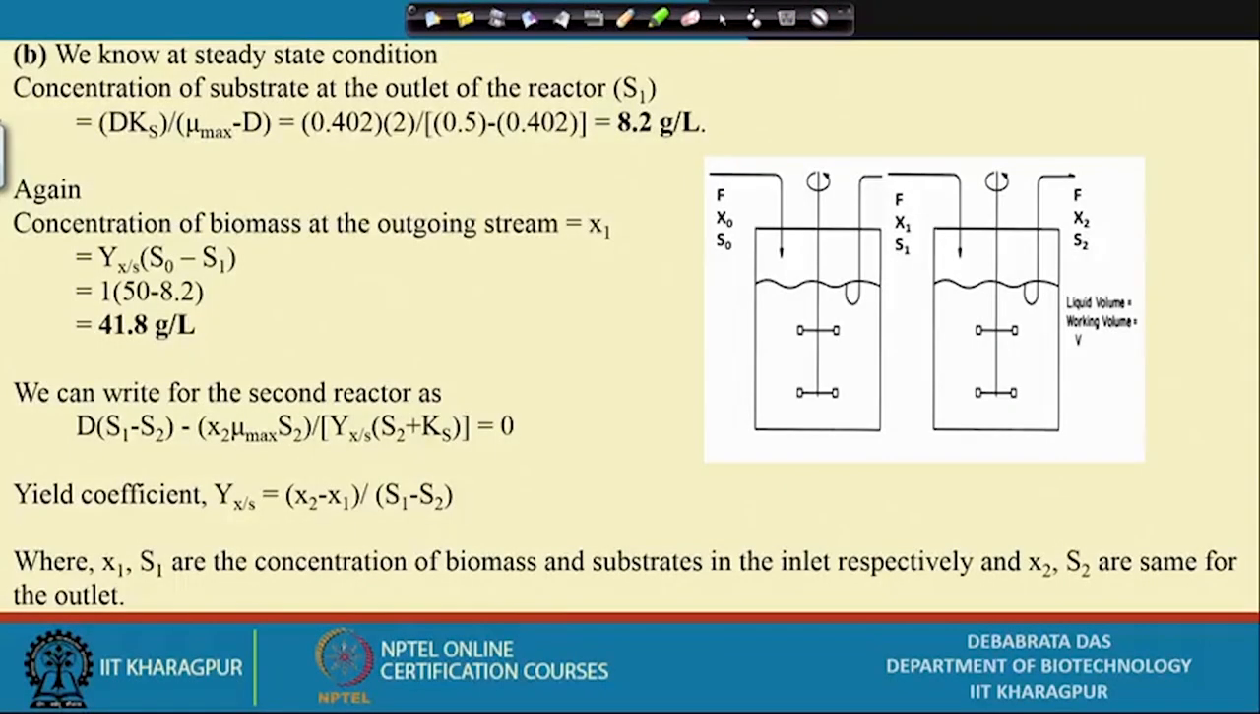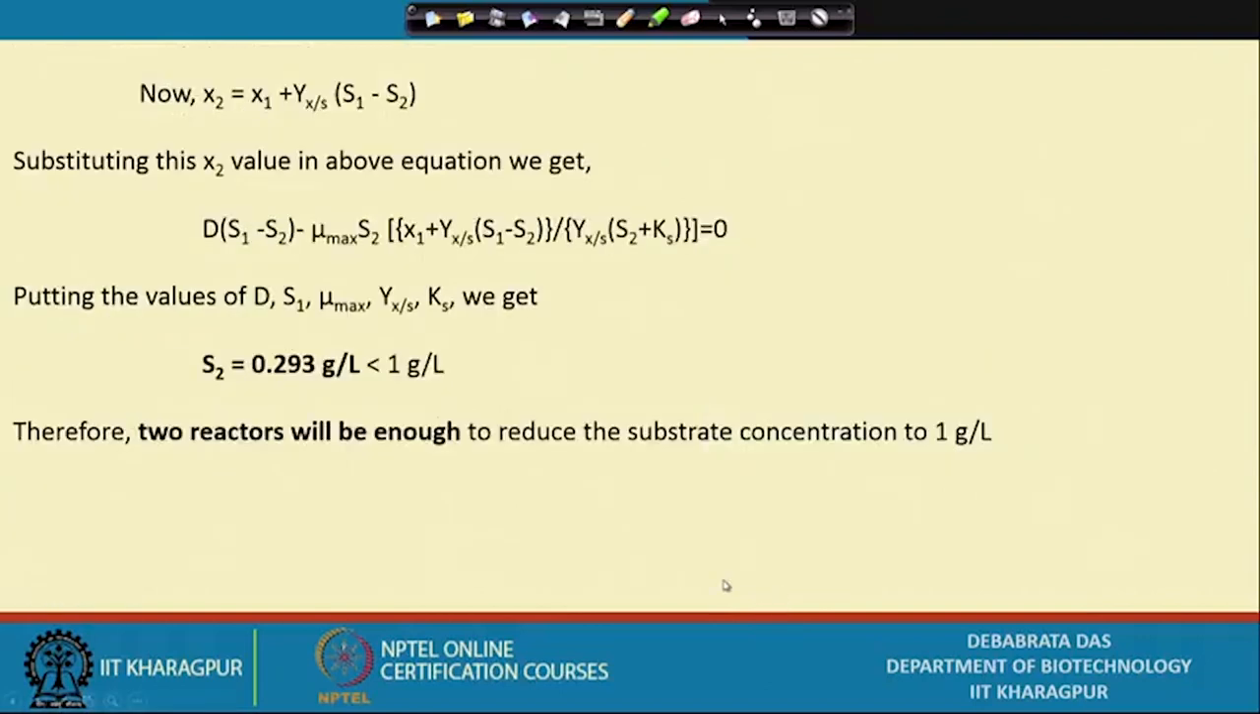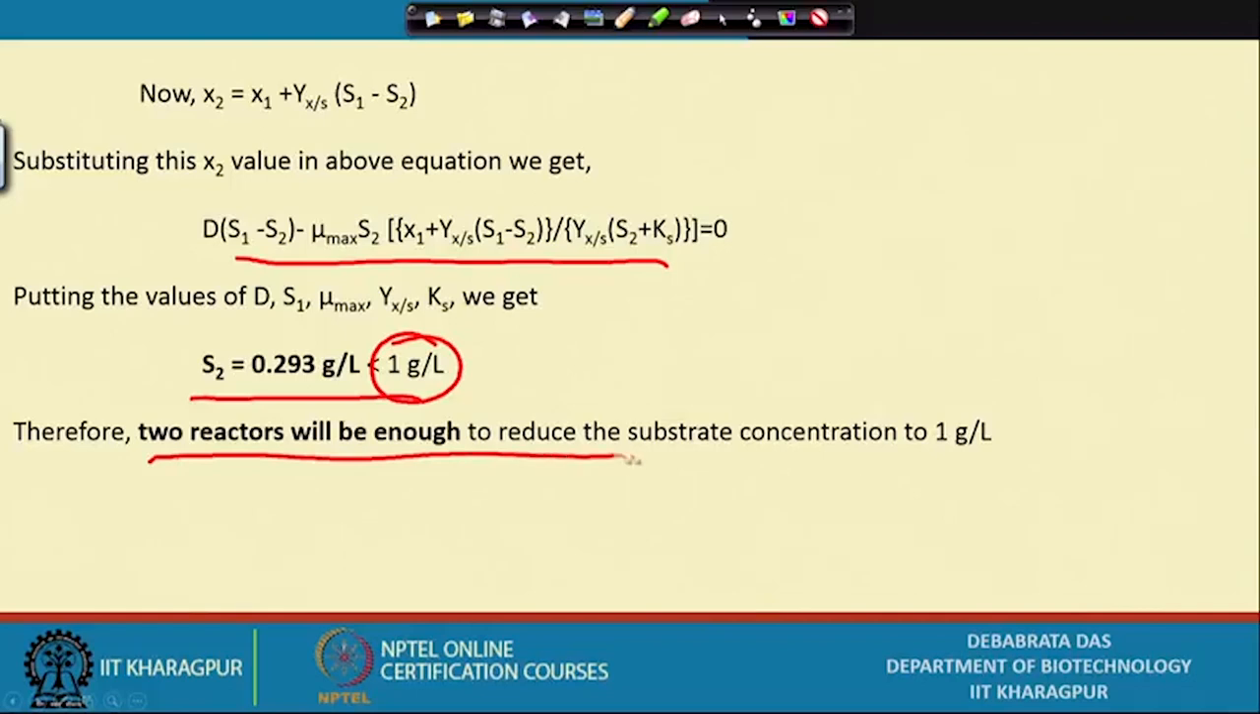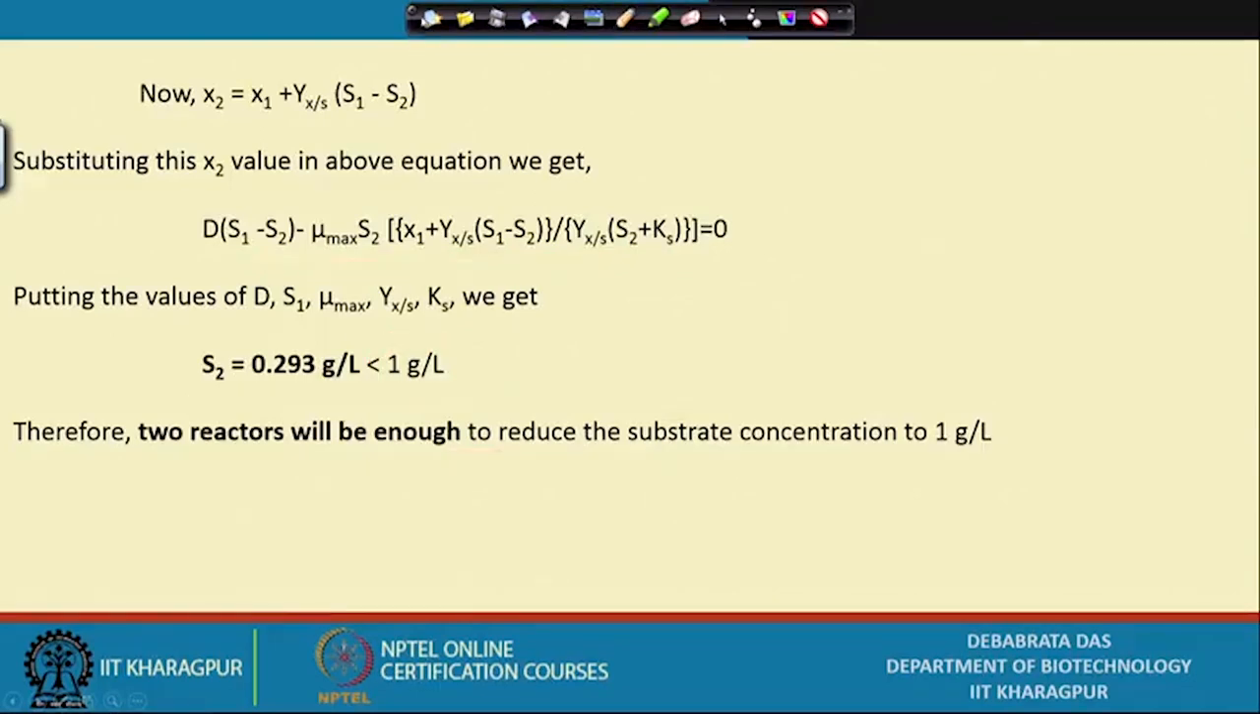So, in this problem, this is exactly what we have written here, and then we can put this equation, this equation has been built up, and finally, we can find out the substrate concentration. Now, this is coming about 0.293 grams per liter, that means this is less than 1 gram per liter. So, our answer is 2 reactors will be enough to reduce the substrate concentration to 1 gram per liter.